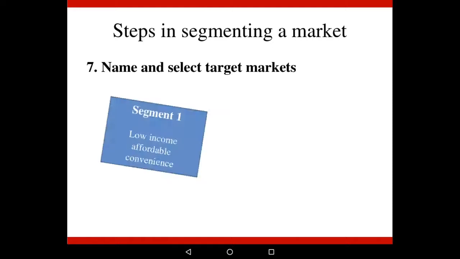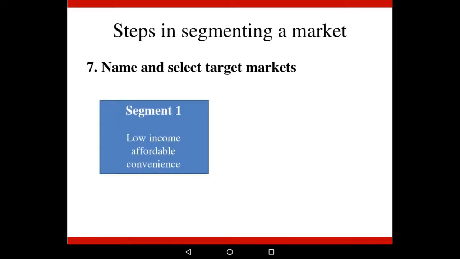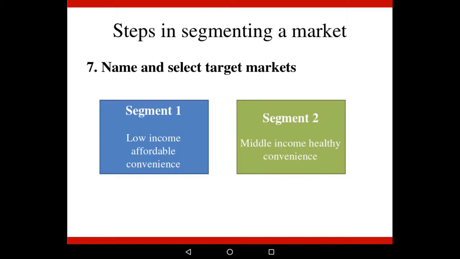So in this case, we have chosen our segment 1. We are calling it the low income affordable convenience segment, and we're also going to target segment 2, the middle income healthy convenience. That's what we're calling our segments, because it's a good description of what the needs are of the people in that segment.